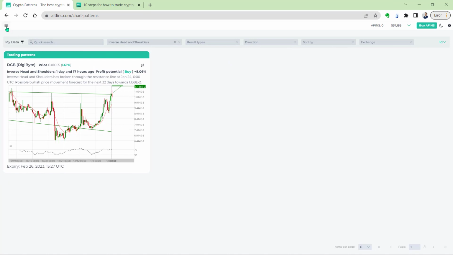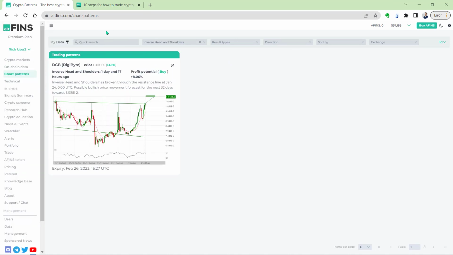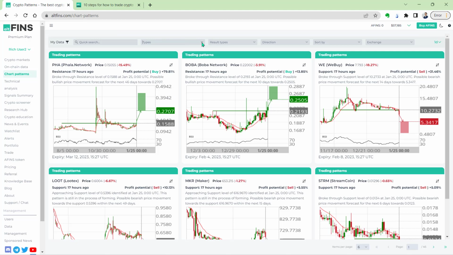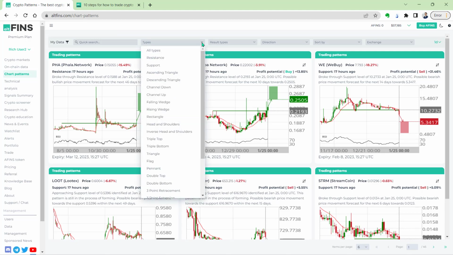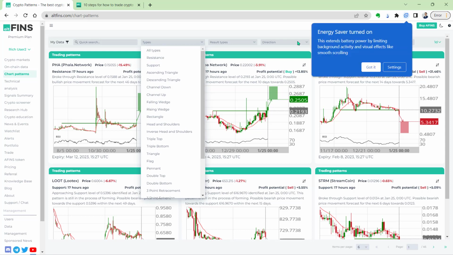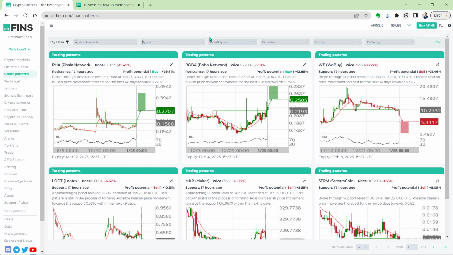In any case, again, do leverage this automated chart pattern recognition engine. You might find some really interesting ideas for you to trade. Again, it's up to you which chart patterns you prefer to trade.